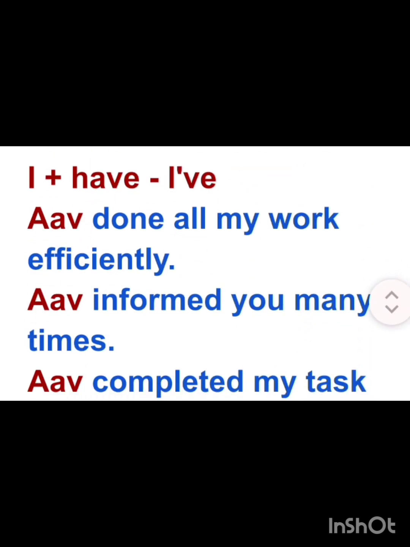Next one, I have, and this is my favorite one. I always use it and I love using it. So I have plus of. How we have to pronounce it? Of. I've done all my work efficiently. I've informed you many times. I've completed all my tasks. That is of, not I have.